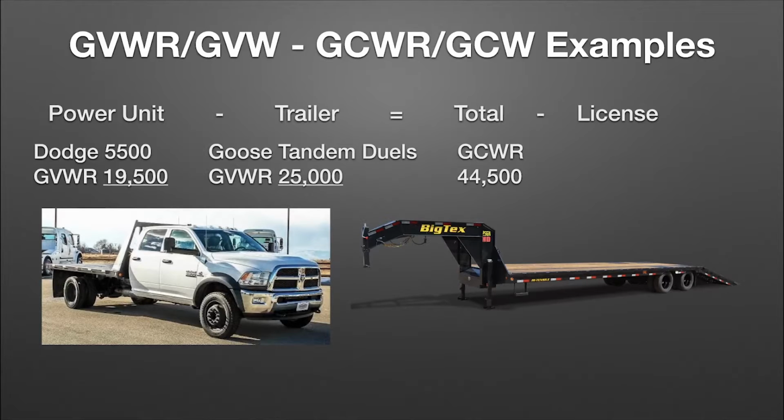Now, this seems kind of easy looking at this example just because we see 44,000, but I want you to get used to using the flowchart. It'll help you, and the more you use that flowchart, the more it'll help you commit this to memory, and then those CDL violations will start to be eliminated.